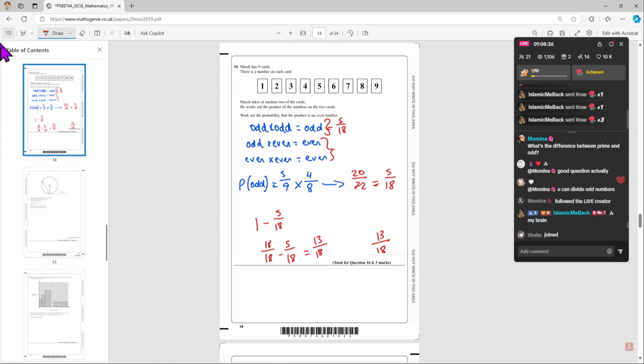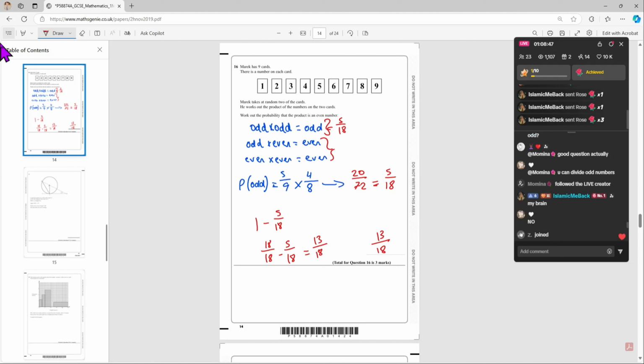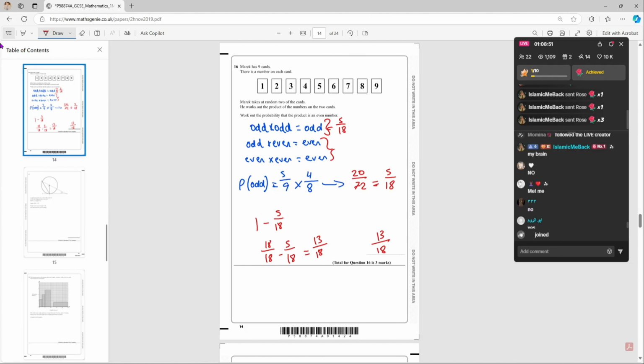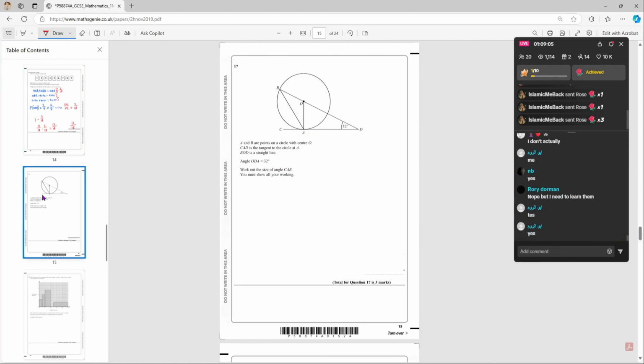So in the chat, tell me if you like circle theorems. Do you guys like circle theorems? Okay. I was asking because our next question is circle theorem.